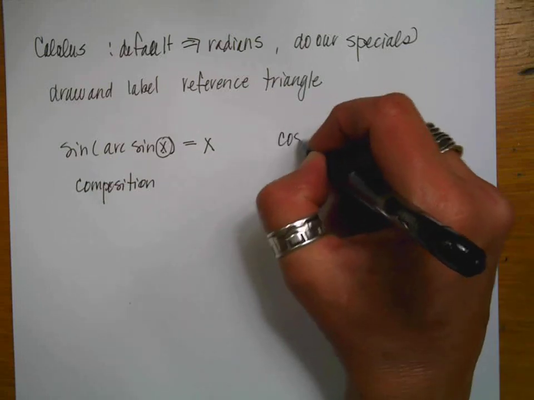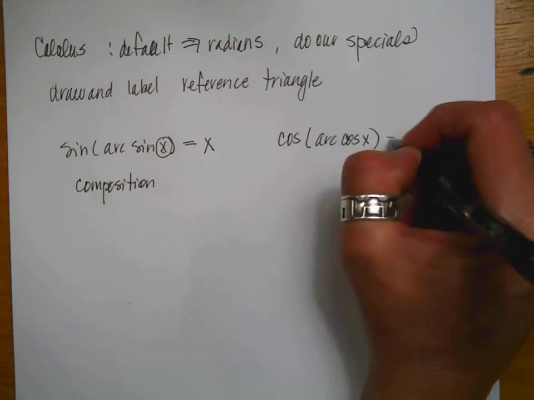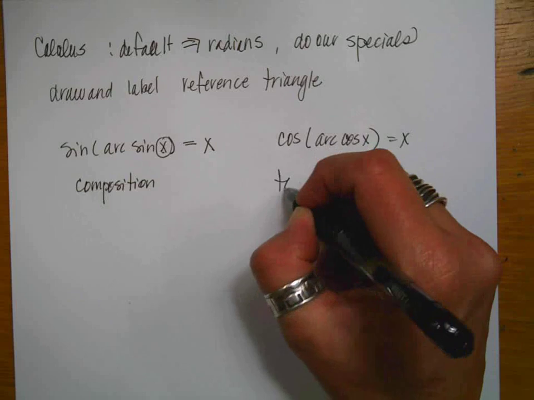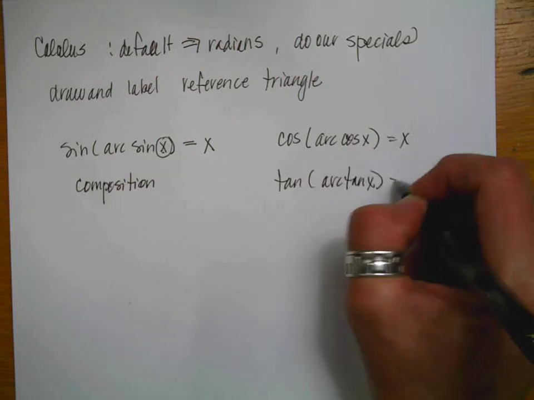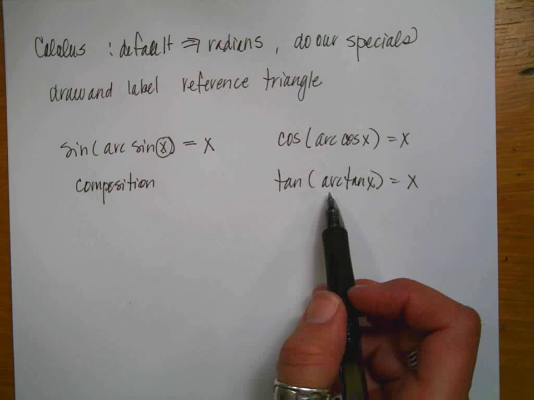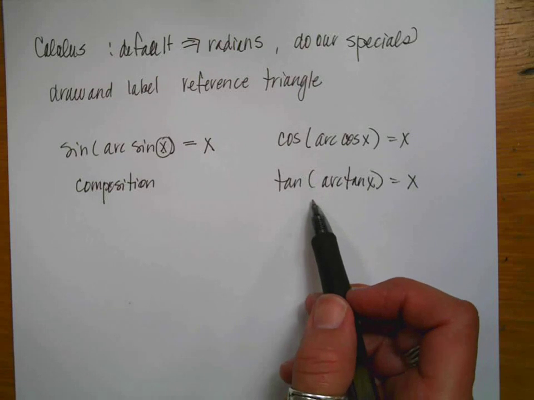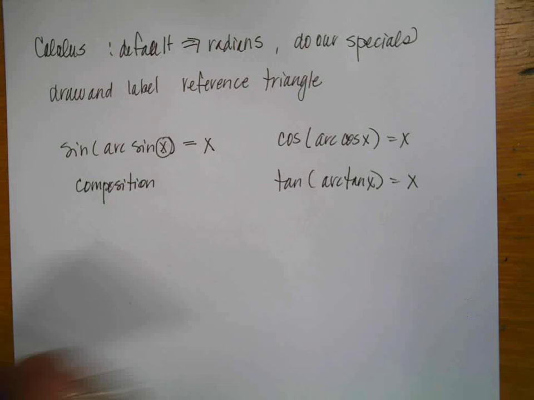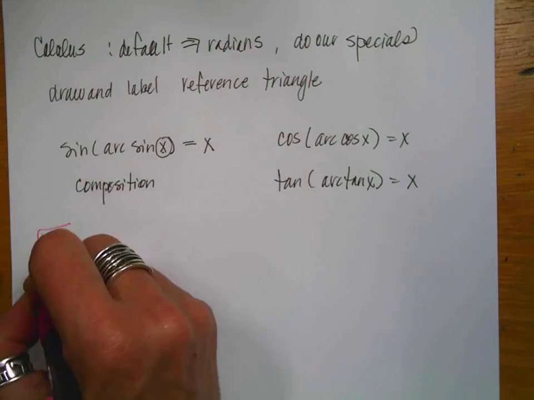And so in theory, the same relationship applies. Cosine of arc cosine of x is also x, and the tangent of the arc tangent of x is also x. You do have to be careful, and I usually do these out because sometimes, depending on where the domain is restricted, I don't want to make mistakes. So let's do our first example.